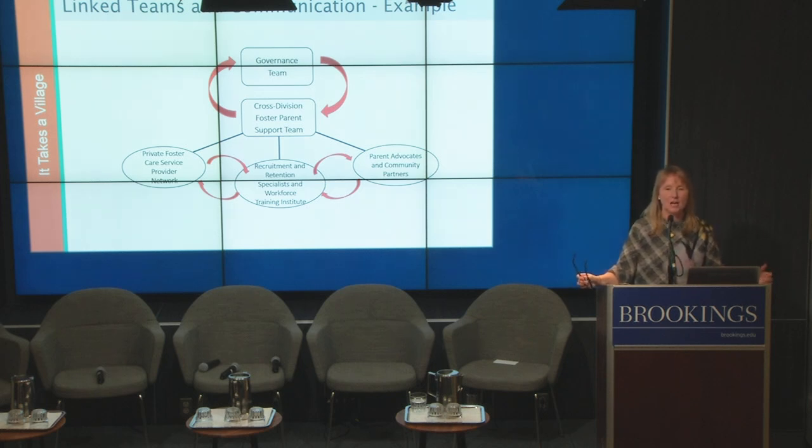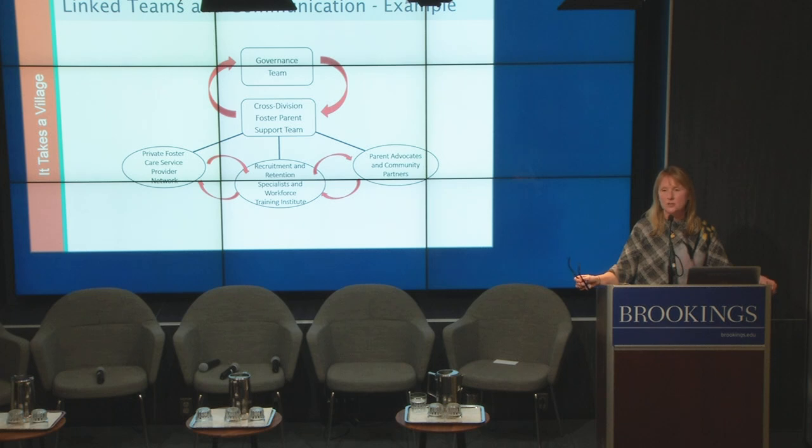Oftentimes in child welfare systems, there's a governance structure that helps support any new initiative. You're always going back to governance to talk things through. But you might have a cross-division foster parent support team, and then maybe you have teams that are based on your nonprofit service provider network, your workforce institute, those who are hired specifically as specialists in this area, your community partners and advocates. And what happens is representatives from each of those teams that are charged with pieces of the work come together on that cross-division team. And that's what then gets fed up.